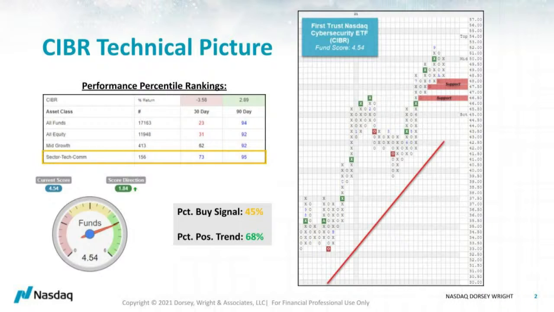Looking at the individual holdings, we have seen the near-term volatility translate over to some sell signals on some of those individual charts. However, over 2/3 of the holdings of CIBR continue to trade in an overall long-term positive trend. All right, well, let's take a look at some of those individual holdings. What are some individual stocks with strong technical pictures?